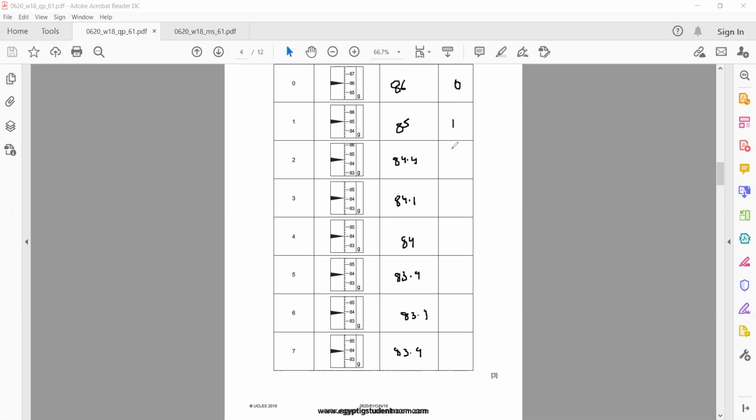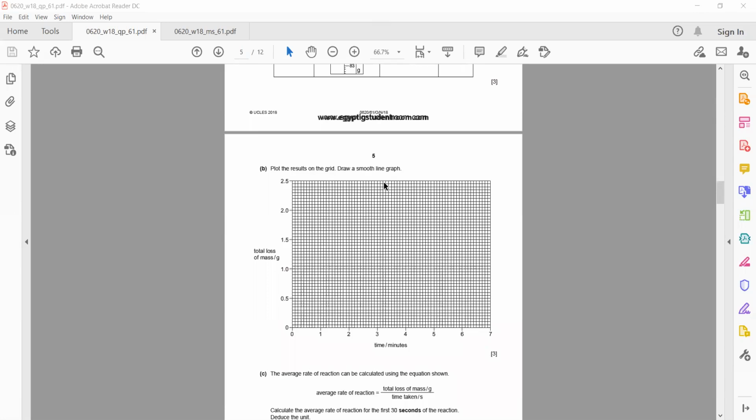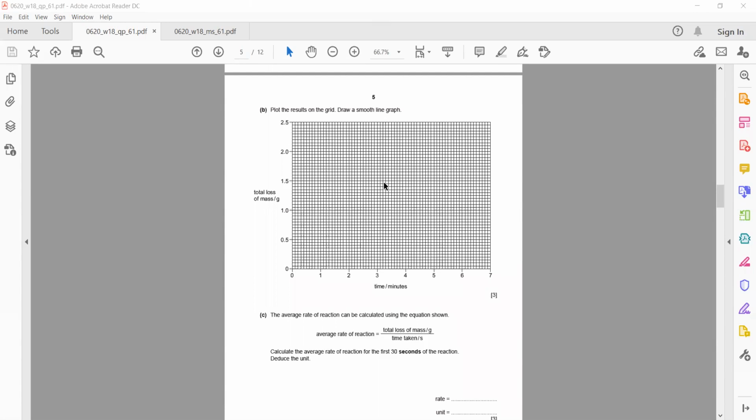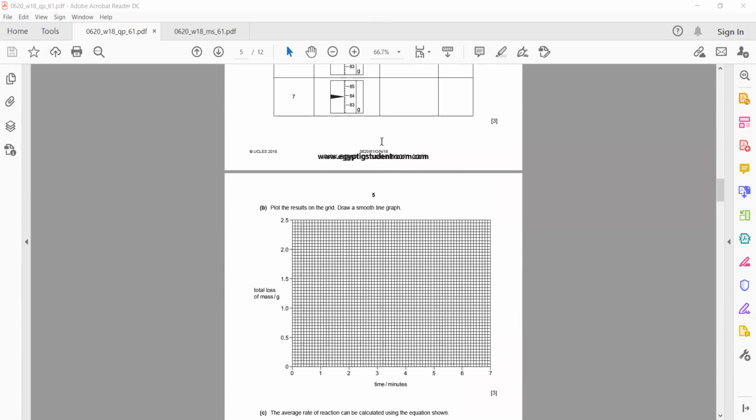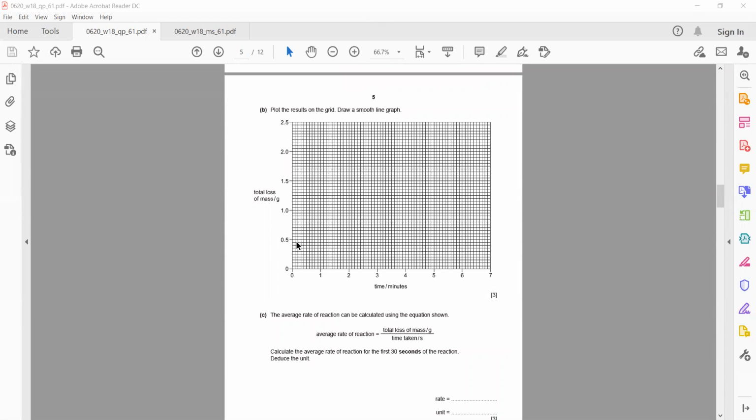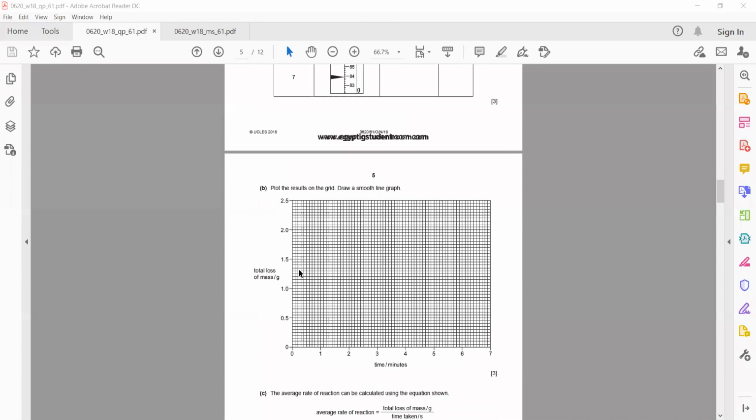This is 1, 1.6, 1.9, 2, 2.1, 2.1, and 2.1. Then draw a smooth line graph. So you have to draw a smooth line graph for the time and the loss in mass.